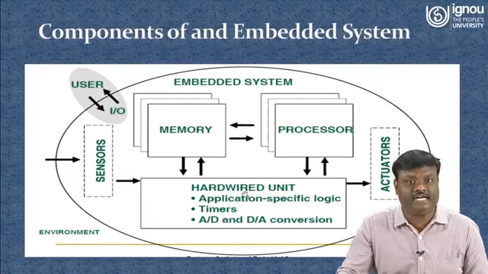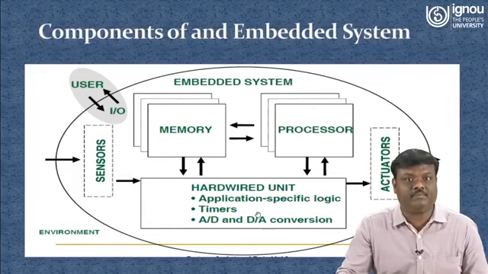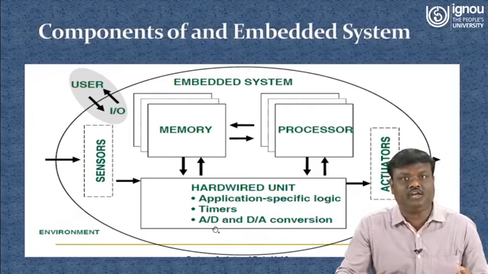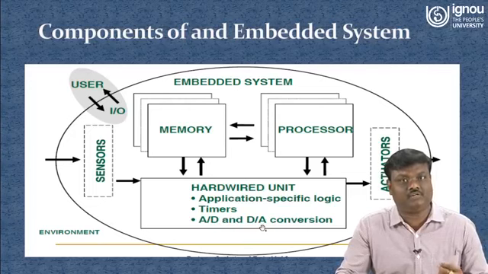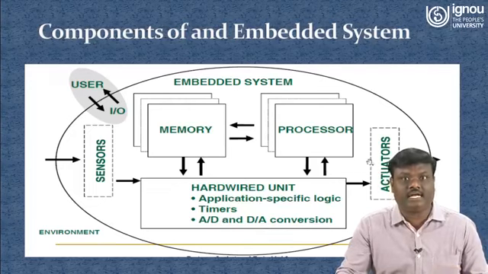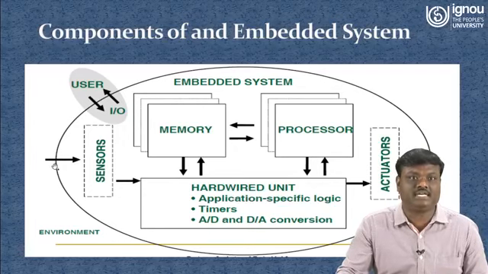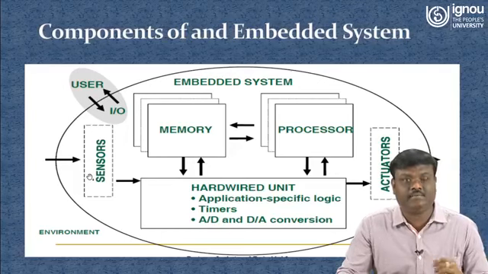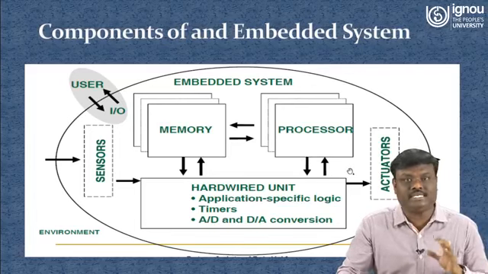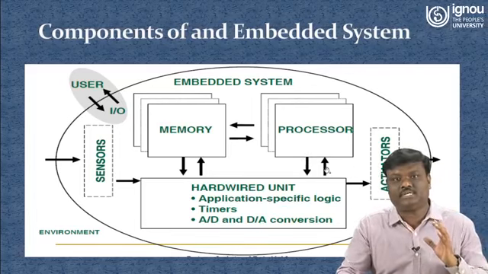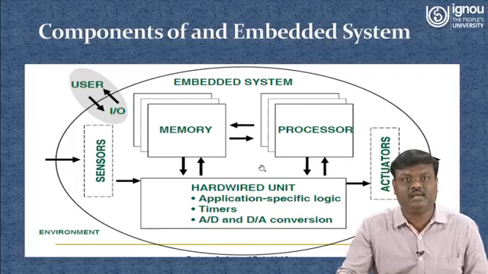Then a hardwired unit is there. It consists of the application specific logic, the timers, the analog to digital or digital to analog converters, and then the actuators, that is the triggers, and then the output. So the input parameters will be sensed by the sensors, and then the memory is there, the processor, and then the actuator. These are the four essential components that any embedded system will have.